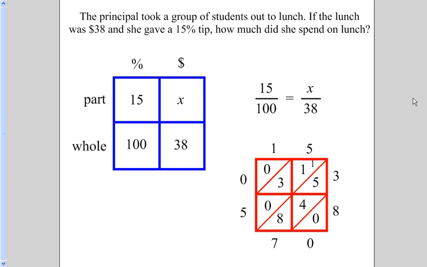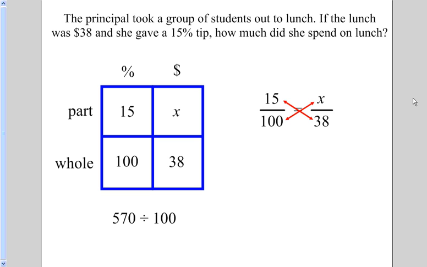Now our next step when we're using cross multiplication is to divide. In this case, we've done the multiplication, 15 times 38, and now we're going to divide 570 by 100. And we could go ahead and use the standard algorithm using the long division method, but there's actually quite an easier way to be able to divide by 100.